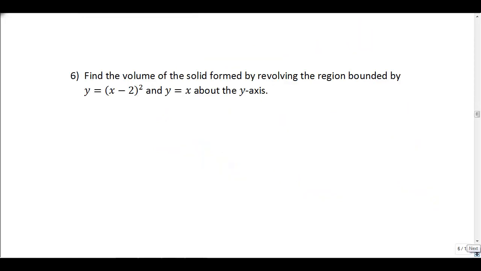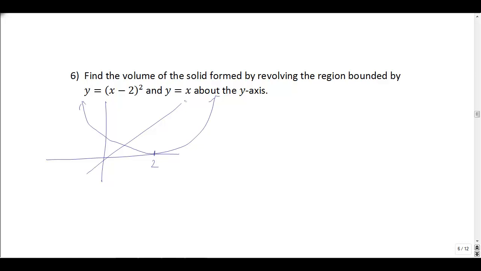Next question. We're going to find the volume of the solid formed by revolving the region bounded by y equals (x minus 2) squared and y equals x about the y-axis. First thing I'm going to do is try and draw my region. (x minus 2) squared is a parabola, so I'm going to go down, hit at 2, and go back up. And y equals x is going to go like this.